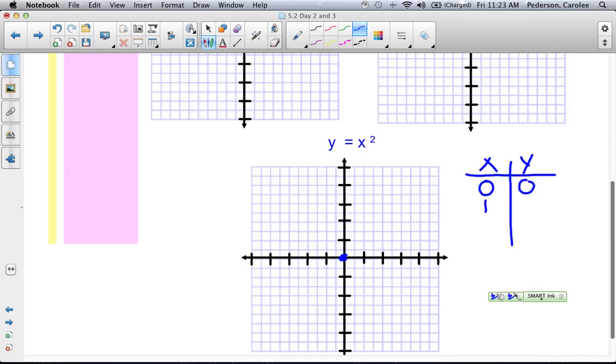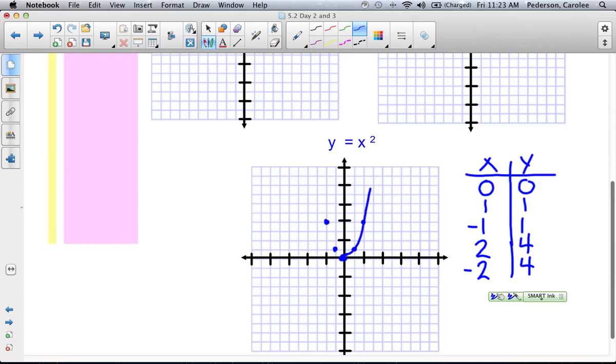1 times 1 is 1. So over 1, up 1. Now we substitute negative 1 in. Negative 1 times negative 1 is 1. So there's our third point. Let's do 2 more. 2 times 2 is 4. And then negative 2 times negative 2 is 4.